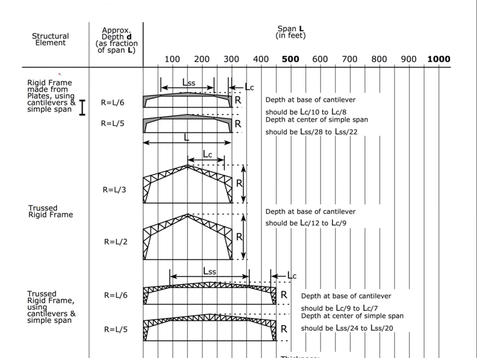So again, we are specifying the rise, in this case fairly shallow, L over 6, to the deepest, which is L over 5. So if this is spanning 300 feet and we're L over 5, we have a 60-foot rise. If we're L over 6, we have a 50-foot rise. So this is over a fairly narrow range of R values. And again, we have the thickness at the base here.